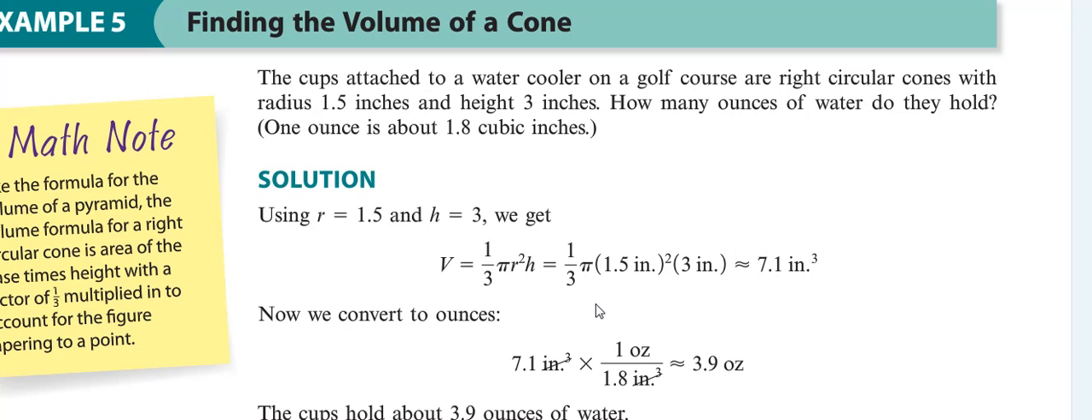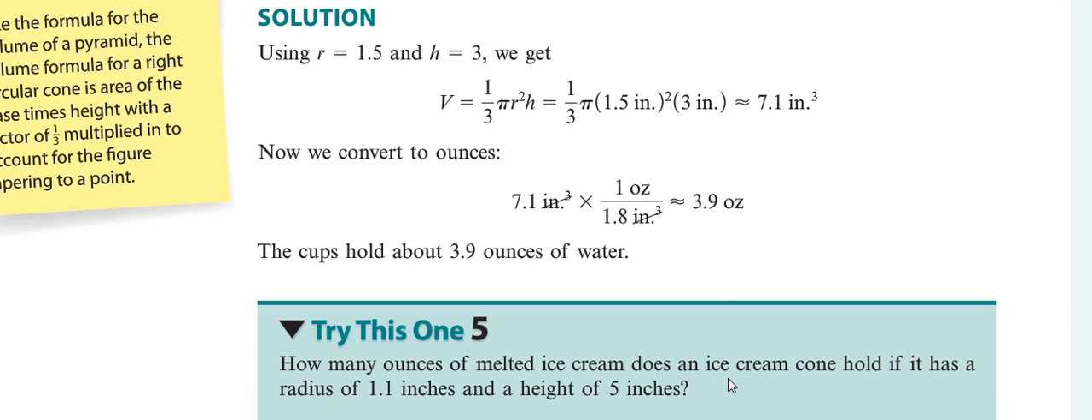So when you set it up as a proportion, you would have 1 ounce over 1.8 cubic inches equals x over 7.1. And then you would cross multiply and you get what we have here. You have 7.1 times 1 over 1.8, which equals 3.9. That means that the cup holds about 3.9 ounces of water.